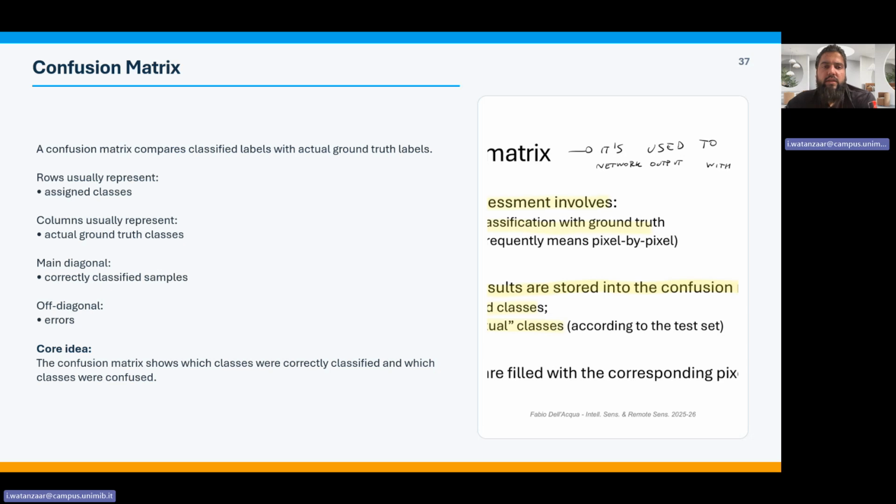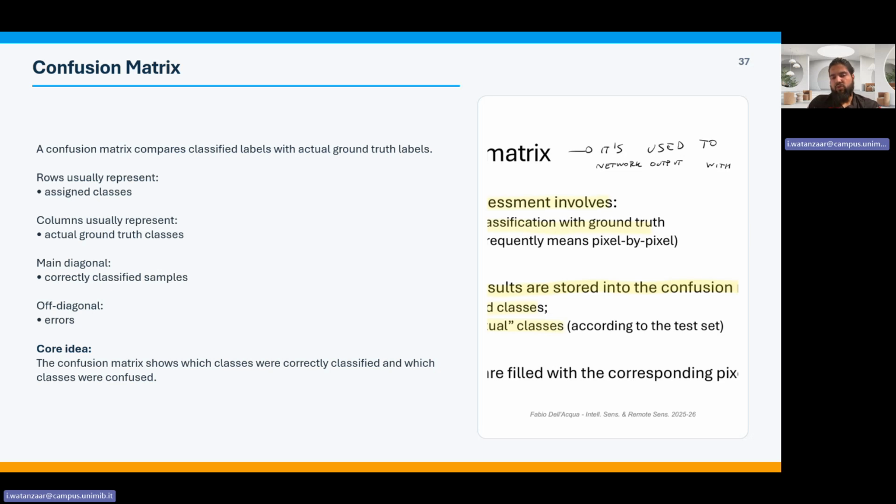The confusion matrix compares the class labels with the actual ground truth labels. What are the class labels and classified labels? Let's suppose we have classified labels and the actual ground truth classes. We have predefined classes and the classified labels, and we are comparing them both. In the rows of the confusion matrix, it is usually the assigned class, and in the columns we have the actual ground truth classes.